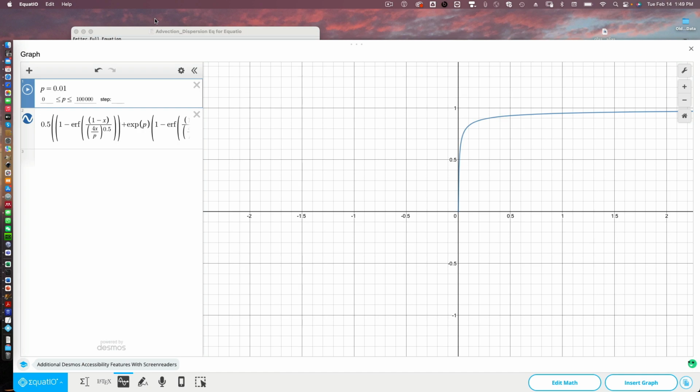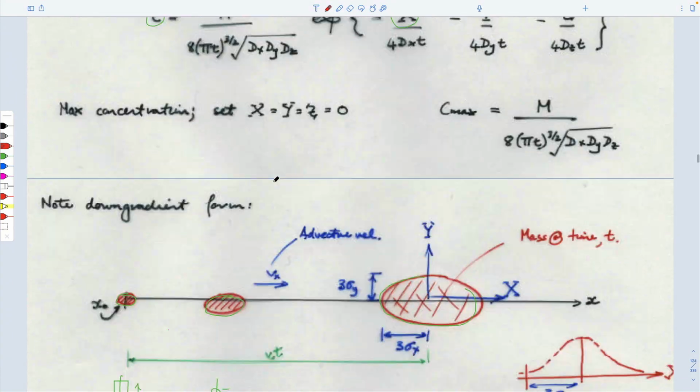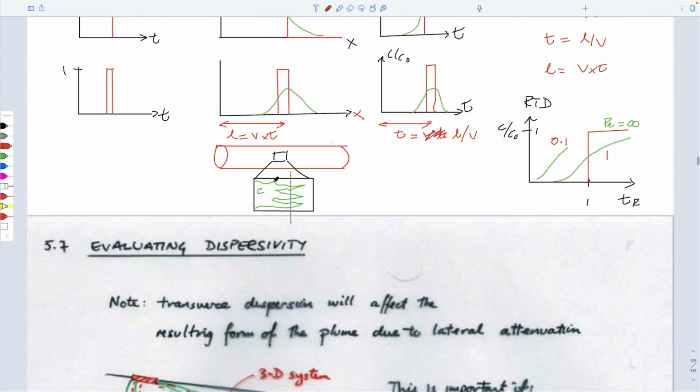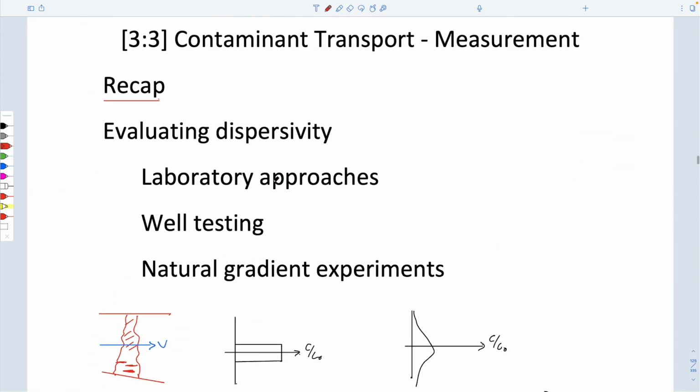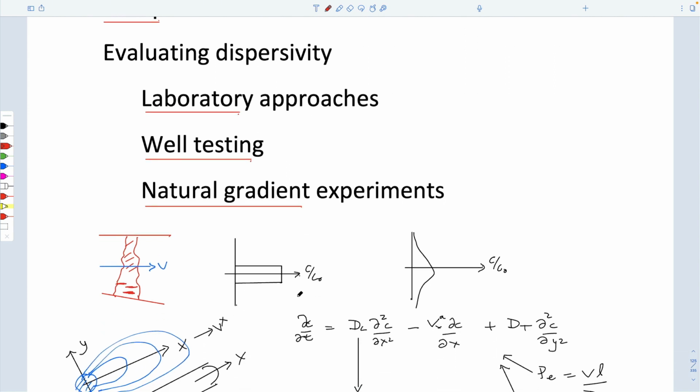So that kind of sets the stage for what we'll talk about today. So that's the expression that we're trying to represent. And now I guess we'd like to do some things to understand exactly how we might evaluate it. We could think about using laboratory methods. We could think about using in situ methods that use well testing once you've drilled a hole. And we could think about using what are called natural gradient tracer tests. And we'll talk about them each in sequence.